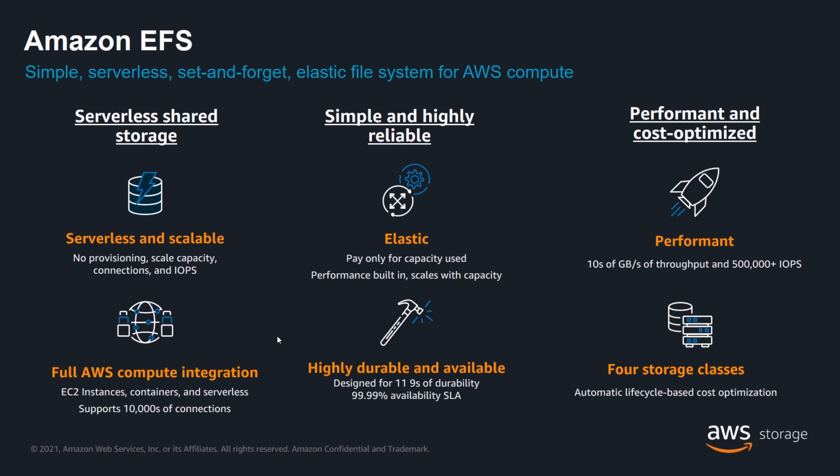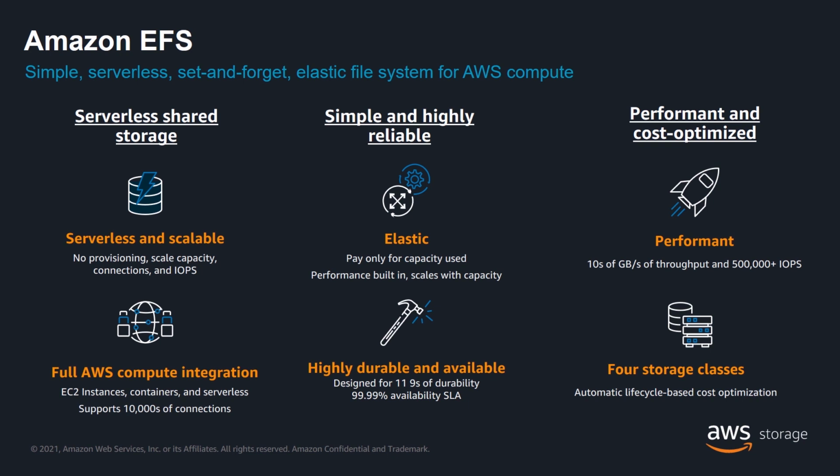EFS is also highly available and designed to be highly durable. We offer a 4 nines availability SLA, and we are designed for 11 nines of data durability. To achieve these levels of availability and durability, all the files and directories are redundantly stored across multiple availability zones or AZs. And so EFS file systems can withstand the full loss of a single availability zone while still providing the same quality of service in the other availability zones.